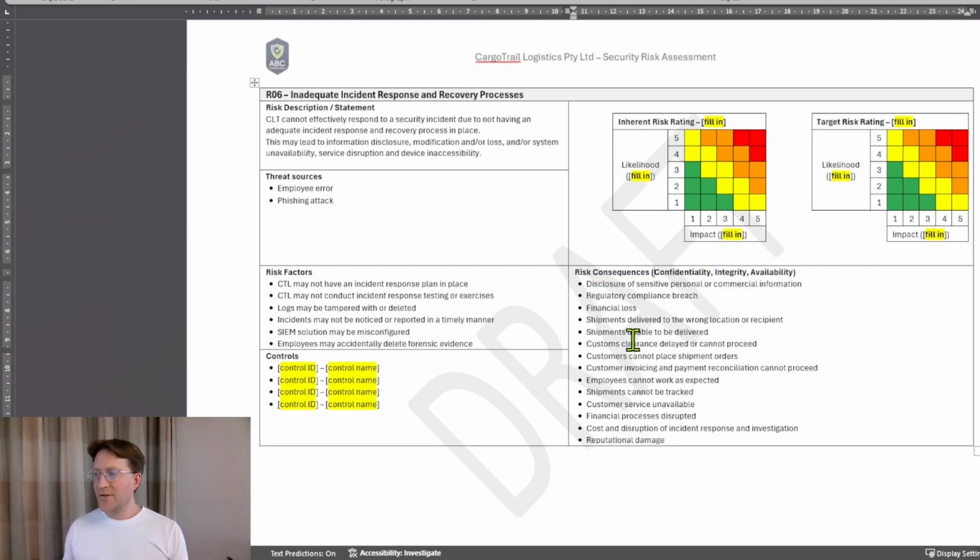In terms of consequences, as already discussed, this risk is very broad because it's essentially on top of any other risk. If any other bad thing happens, it's made even worse because you don't have these processes in place. So we already know it's very broad. It affects all different types of situations. So it affects confidentiality, integrity, and availability. And we have this full list of consequences.